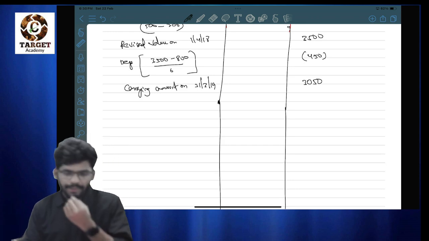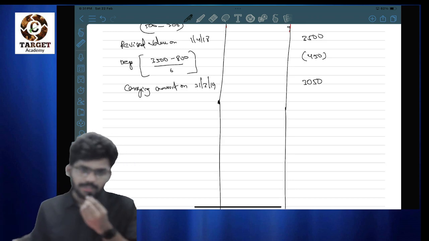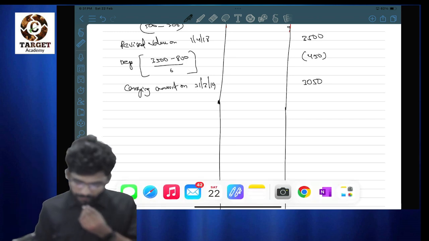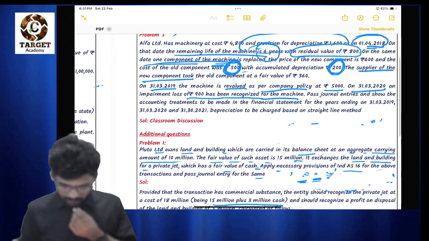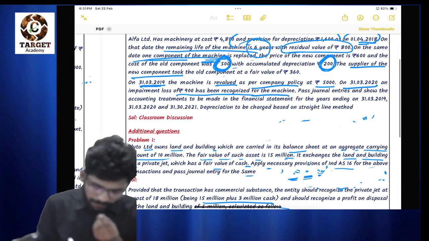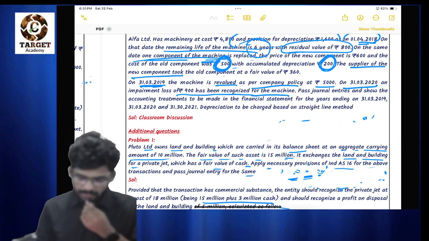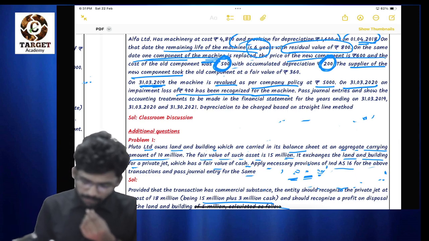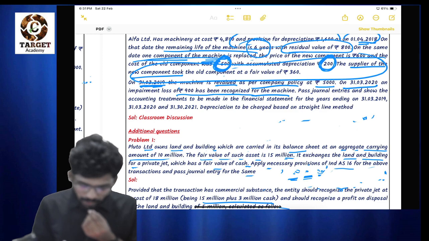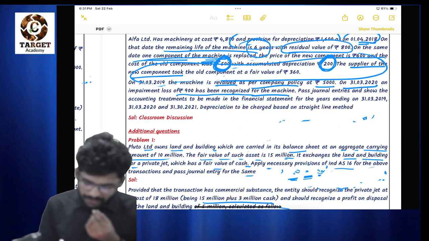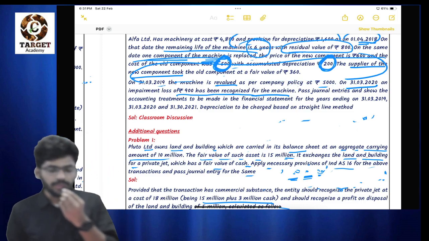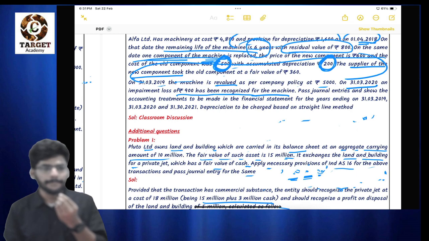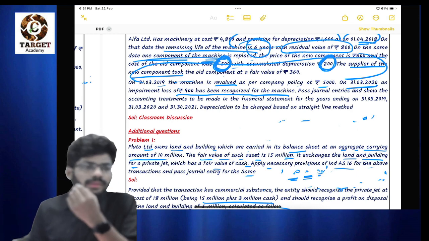Okay, so coming to carrying amount, how much? 31st March 2019, 3,050. Go to the question. On 31st March 2019, please ignore this point, we will discuss later. On 31st March 2019, the machine is revalued as per company policy at 5,000. What happened?